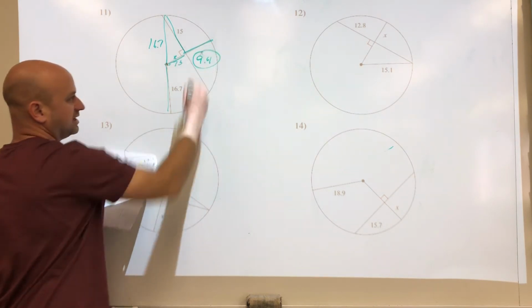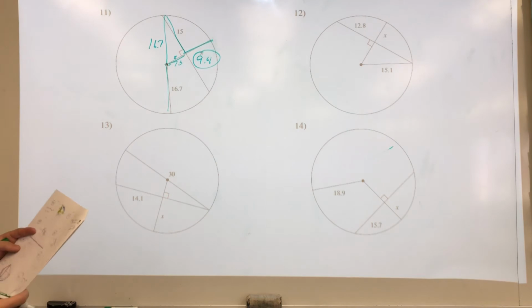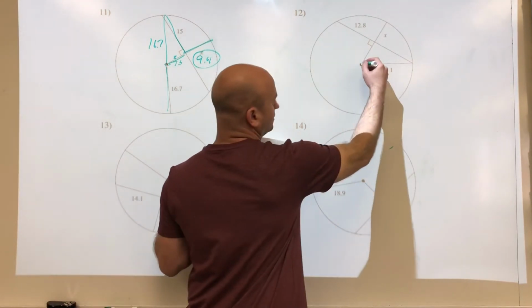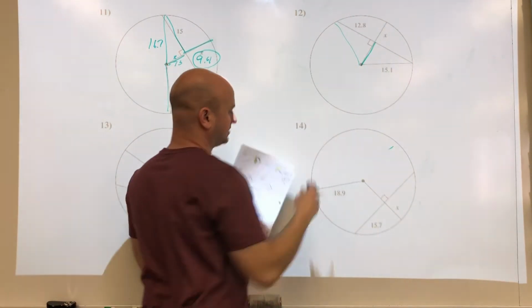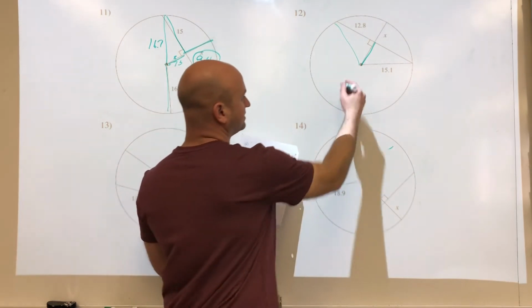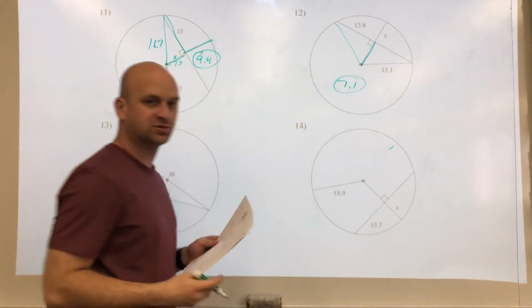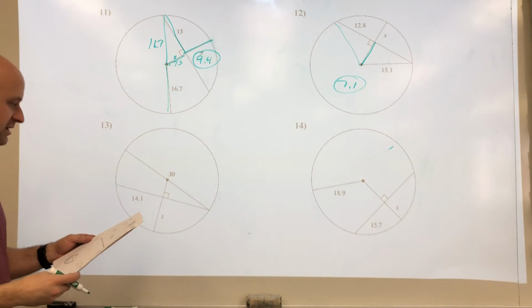9.4 as your final answer. All right, similar over here. We first find this, and then we can subtract it. When we're all said and done on this one, we're going to get an answer of 7.1. So go ahead and give that one a try and see how you do.